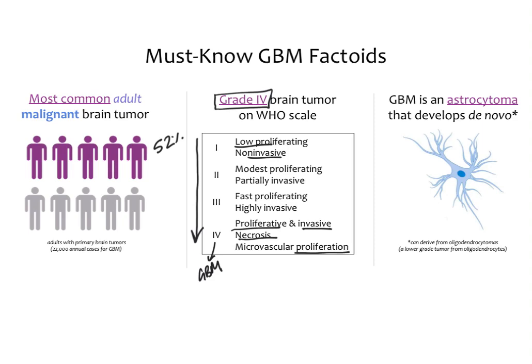So GBM comes from astrocytes, therefore it's called an astrocytoma. So this here is an astrocyte. It's one of the support cells of the brain, and it usually develops de novo from normal cells. However, there are some cases, just to highlight, that can derive from lower grade tumors known as oligodendrocytomas. These are lower grade tumors that come from oligodendrocytes in the brain and then eventually convert to become GBM.